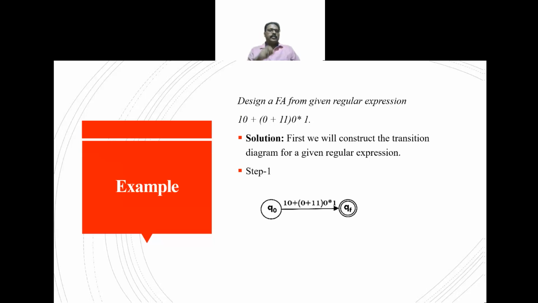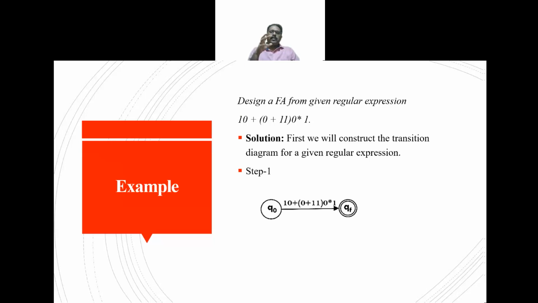So first we construct a transition diagram. For the transition diagram, I use Q0 to denote the initial state and QF to denote the final state. In between, a single arc is drawn and the expression is labeled on the arc, from Q0 to QF, where QF is the final state. The expression is placed in the transition diagram: 10 plus (0 plus 11) 0 star 1.